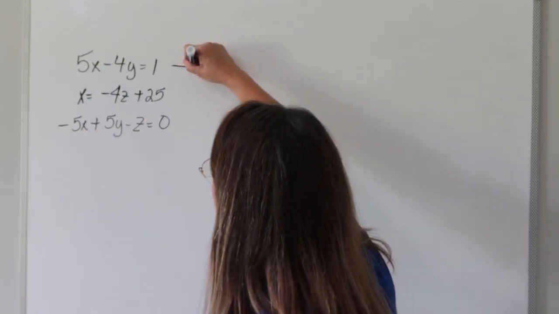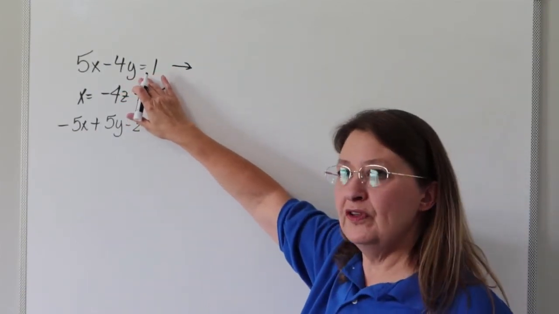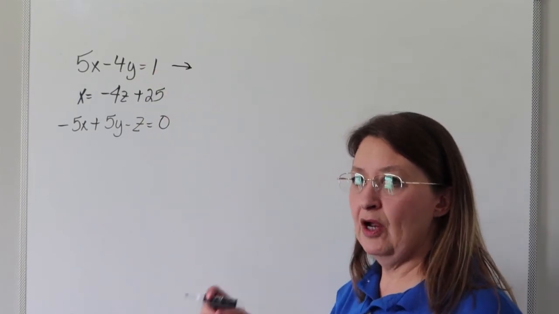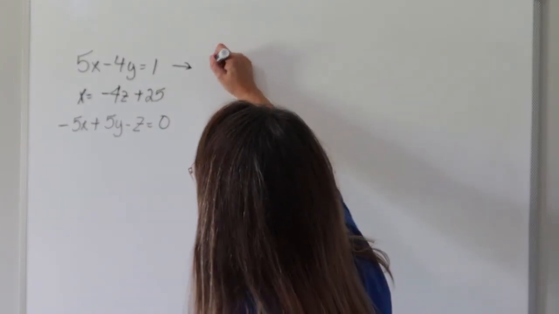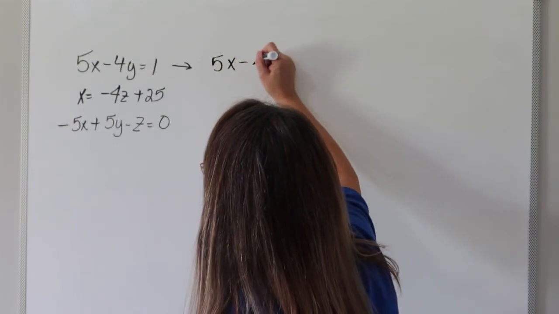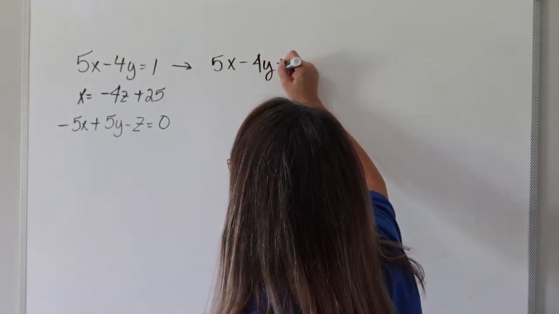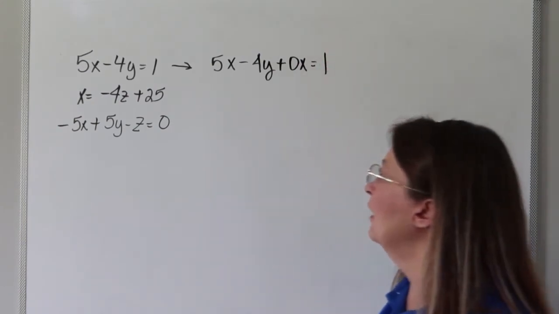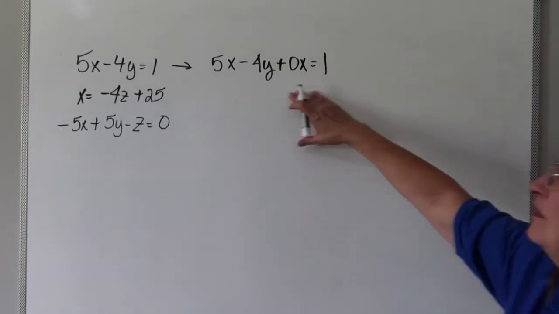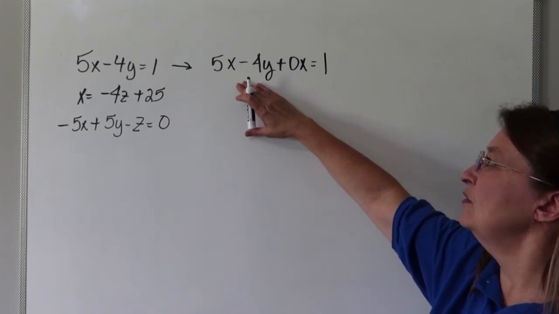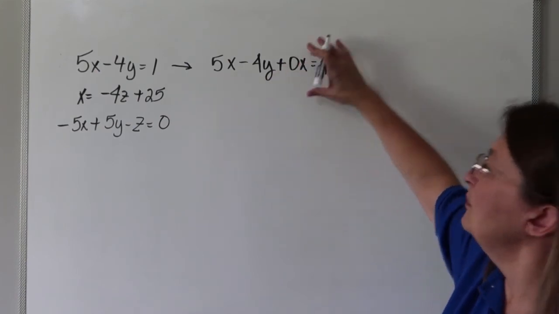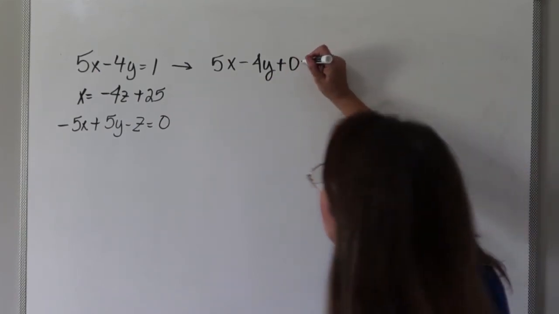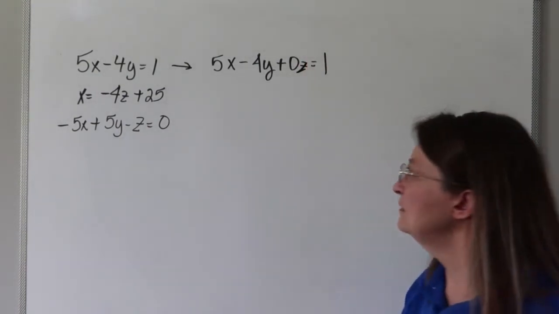We're going to take this first one. The only thing wrong with this problem is it does not have a z term. So we're just going to insert a placeholder, and we're going to call it 0x because that has no value. Alright? So that's perfectly legitimate. We've not changed the value of the equation. Oops, I'm sorry. This is going to be 0z.